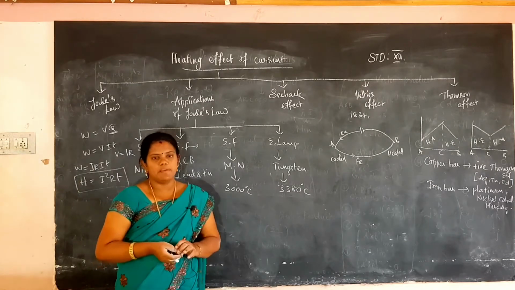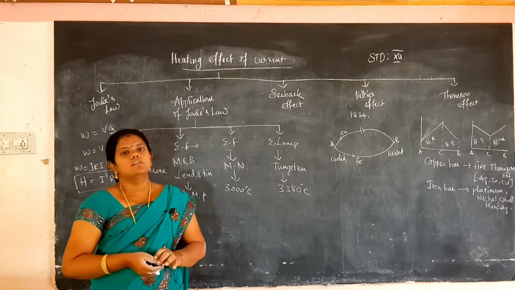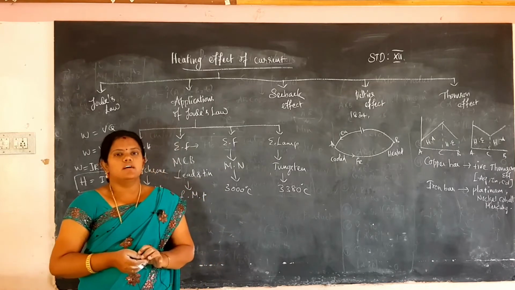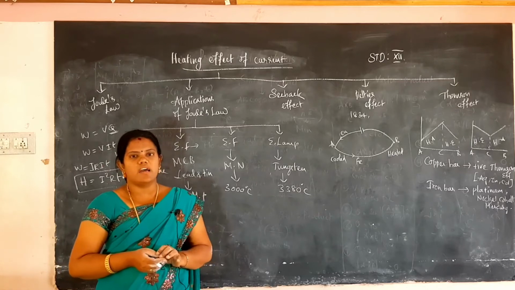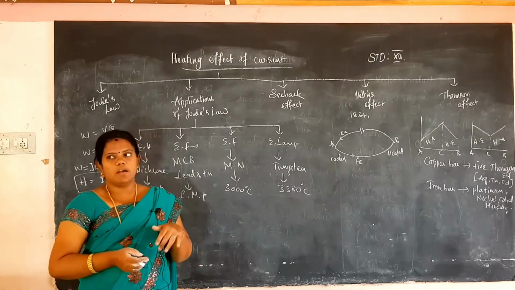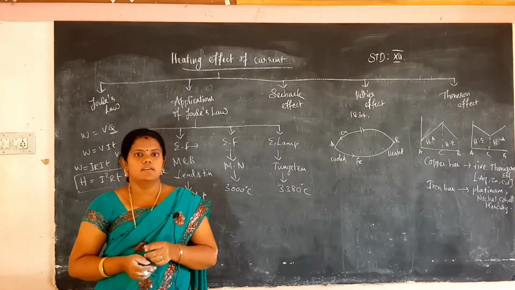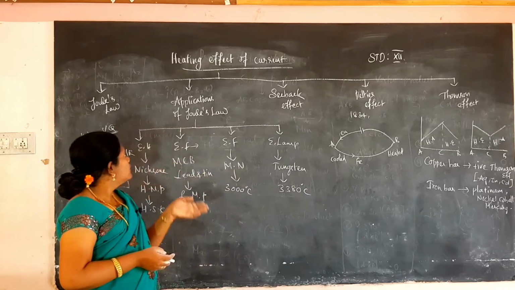And then the electric lamp. The electric lamp has tungsten. The melting point of tungsten is 3380 degrees Celsius. On the passage of current through the tungsten, it is continuously burned, and it gives the glowness. Okay, those are all the applications of Joule's law.